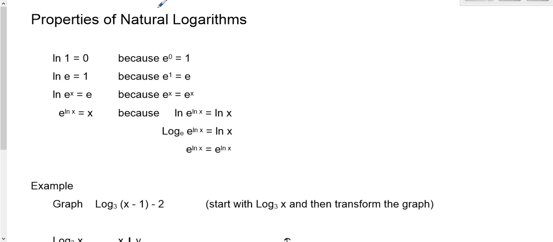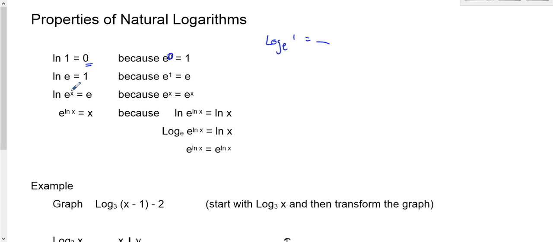Okay, let's look at some properties of natural logs. If I have the natural log of 1, you're trying to find what exponent on e will give you 1, and that's going to be 0. Because log base e of 1 is equal to what? e to what exponent? 0. Natural log of e is 1 because e to the 1 power is e.